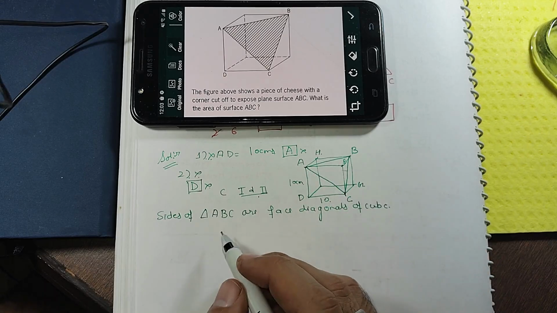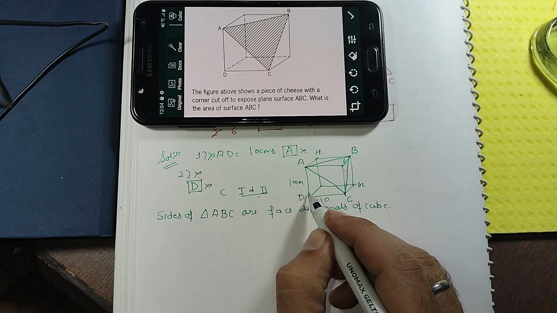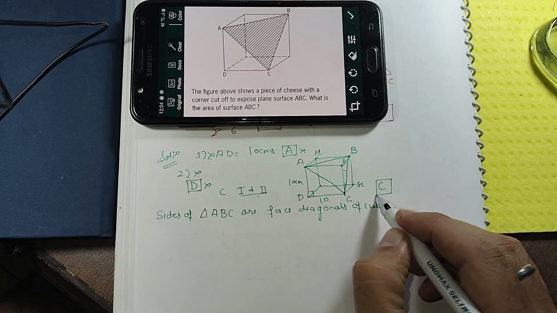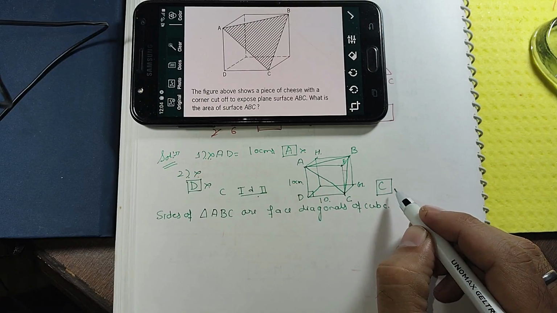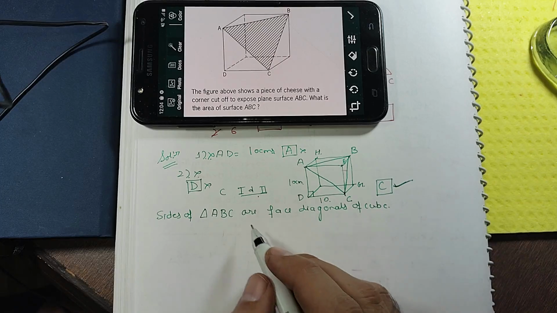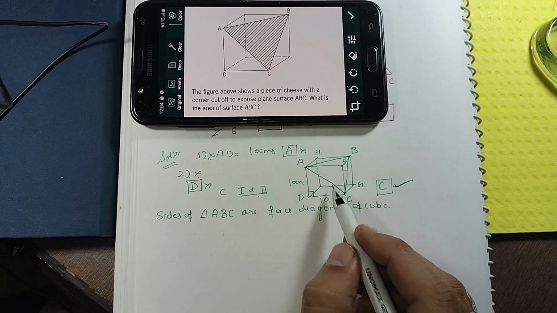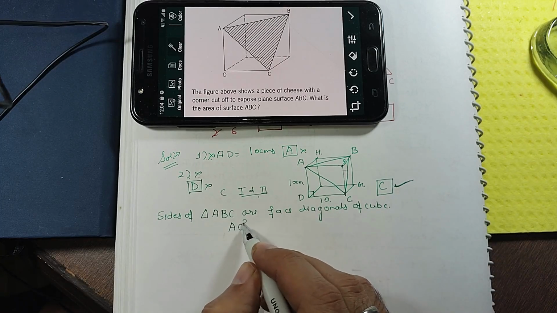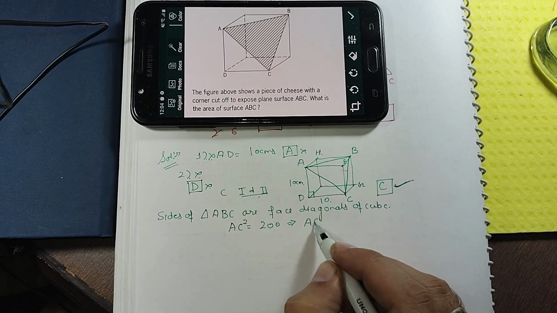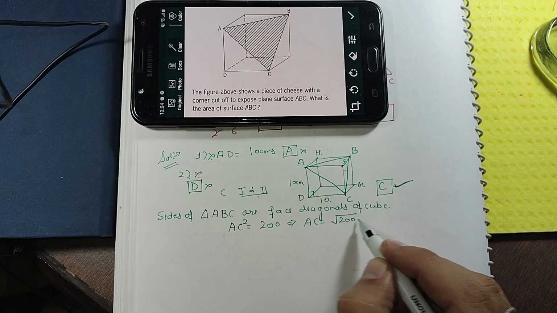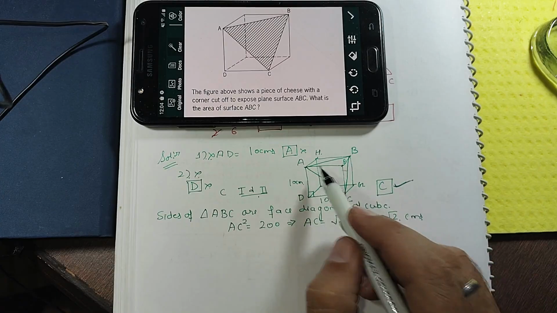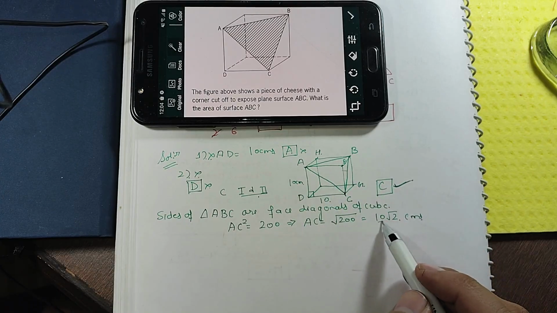So if we find AC in triangle ADC, so now from here we have calculated that option C, combining both statements, we can get the area of the surface, right? So C, combining both the statements. Now for the sake of the question we'll solve it. So AC square is equal to 10 square plus 10 square, so that will be 200. So this implies AC will be equal to under root of 200, which is equal to 10 root 2 centimeter. So AC, AB and BC are 10 root 2 centimeter.